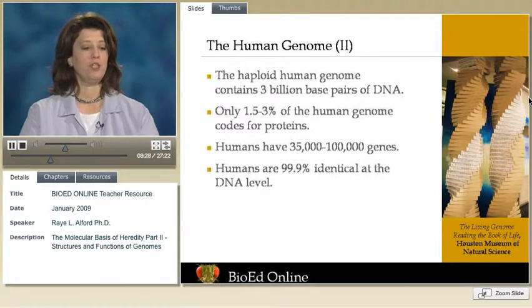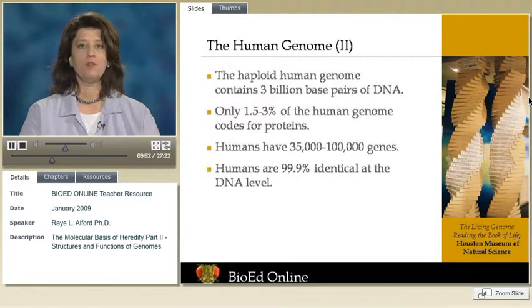The haploid human genome, in its 23 chromosomes, contains approximately 3 billion base pairs of DNA. The diploid human genome, with 23 pairs of chromosomes, contains about 6 billion base pairs of DNA. Only about 1.5 to 3% of the human genome codes for proteins. Much of the rest of the human genome serves regulatory and structural functions.